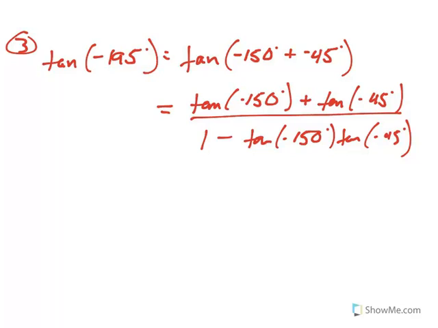To finish this, we have to know what tangent is of negative 150 and negative 45. Negative 45, you rotate clockwise, that's a negative angle. That puts you here in quadrant 4. In a special right triangle, 45, 45, 90, opposite the 45s are the same thing. Opposite 90 is the square root of 2. Since we went down for the y value, that's negative. Therefore, tangent of negative 45 degrees is negative 1 over 1, which is negative 1.